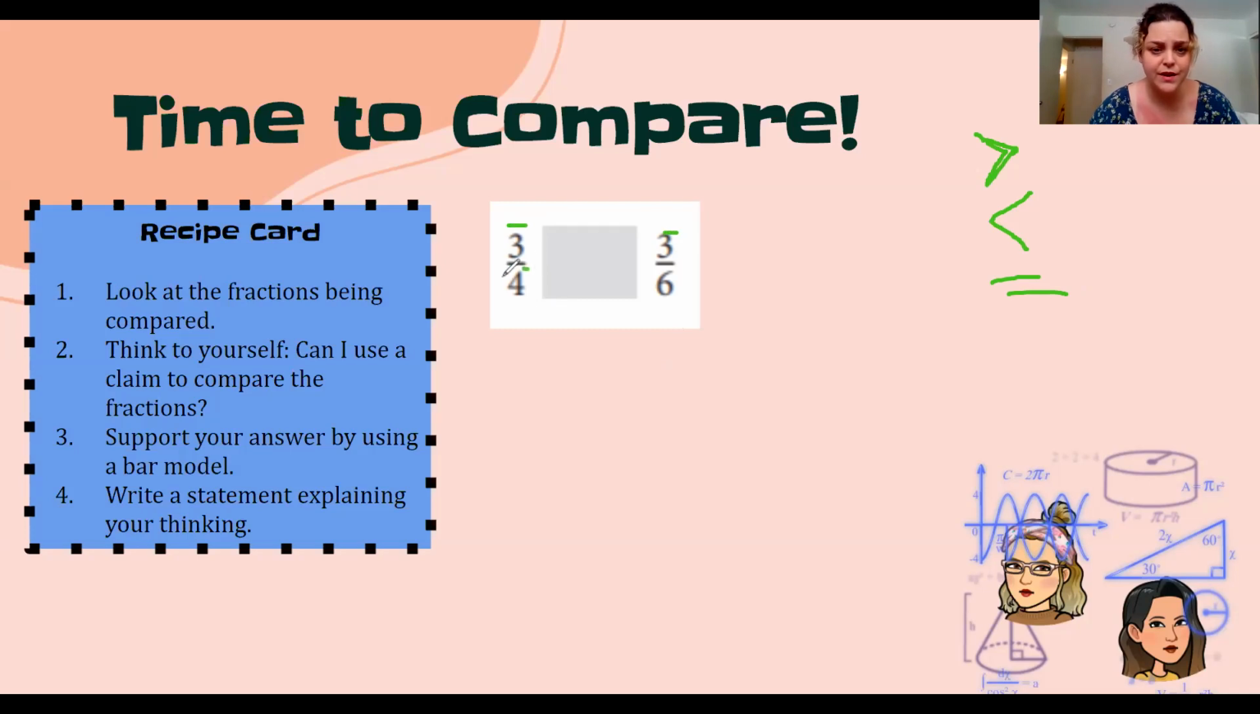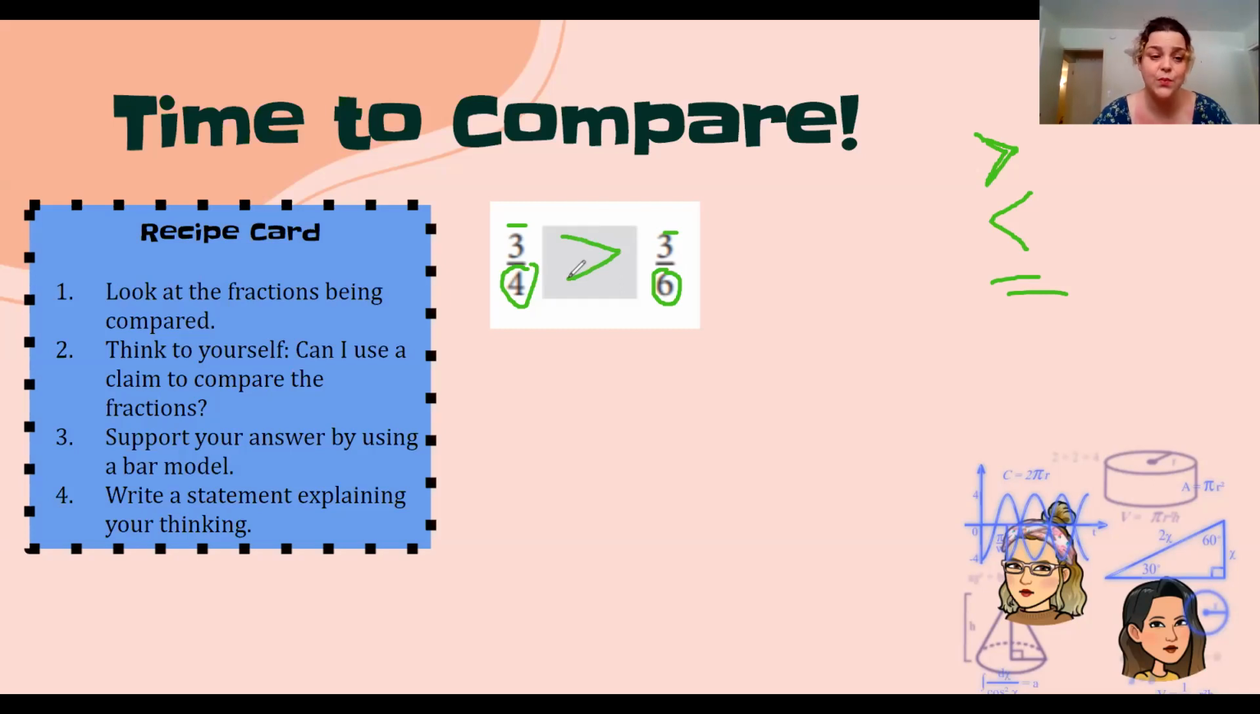But the denominator here is a 4, and the denominator here is a 6. So my fraction claim says, when the numerators are the same, look at the denominator. The smaller the denominator, the larger the piece, which would tell me that 3/4 is greater than 3/6. So far I'm going to write down that I think 3/4 is greater than 3/6.